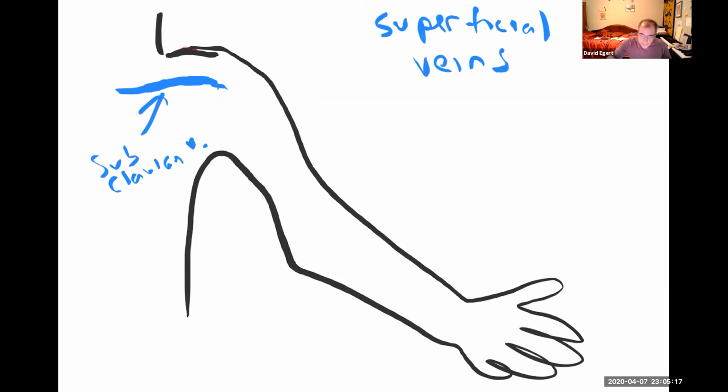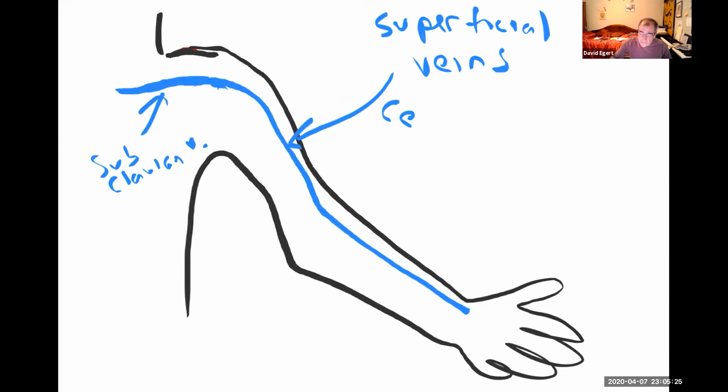All right. So there's going to be a superficial vein that goes along more laterally. This is called the cephalic vein. So you might think, what's up? It's cephalic. Isn't cephalic the head? Why is something going down your arm called cephalic vein?